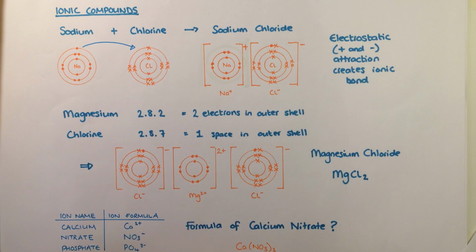In an exam, you may be given the formulae of different ions and asked to work out the formula of a particular compound. For example, what is the formula of calcium nitrate? Looking at the table, we can see that calcium ions have a positive 2 charge and nitrate ions have a negative 1 charge. So we would need 2 nitrate ions for every 1 calcium ion, giving the formula Ca(NO3)2. Now that they are joined, they create a neutral molecule, so there's no overall charge shown.